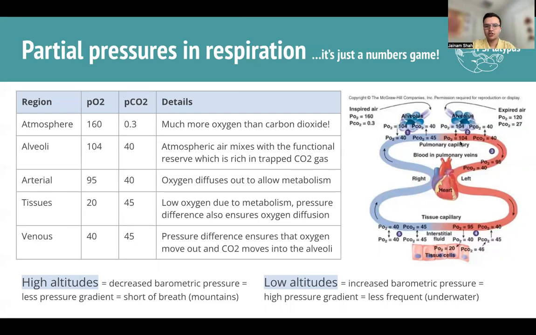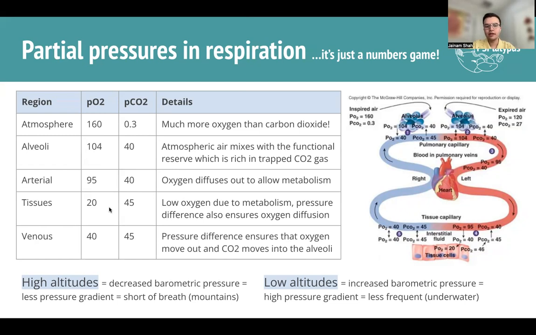What happens is that oxygen will diffuse out so that we can allow for metabolism. And if you have a look here, so 104 to 95, remember it goes from high to low. So oxygen will really want to go down this gradient. The CO2 doesn't really change that much. So they're going to go through the arteries, through the heart, down to the systemic circulation.